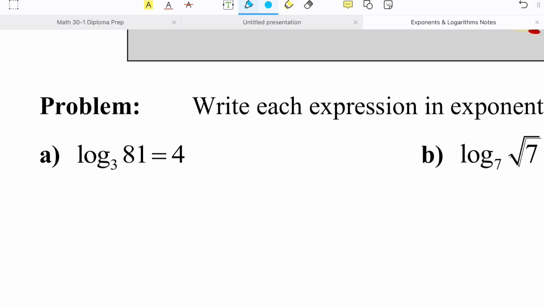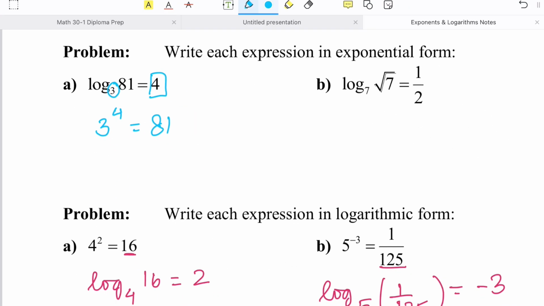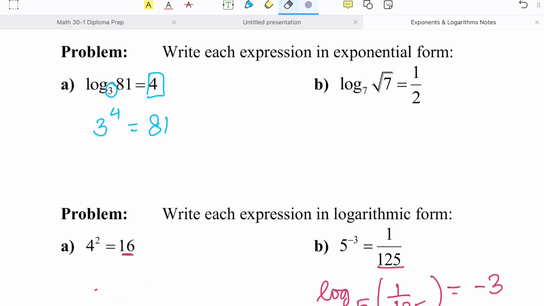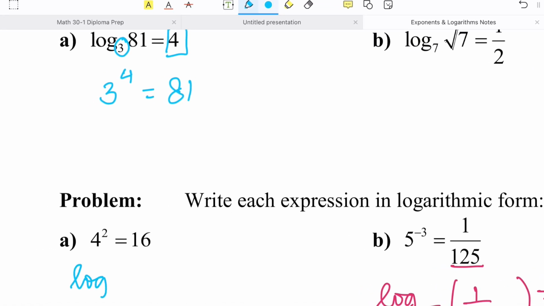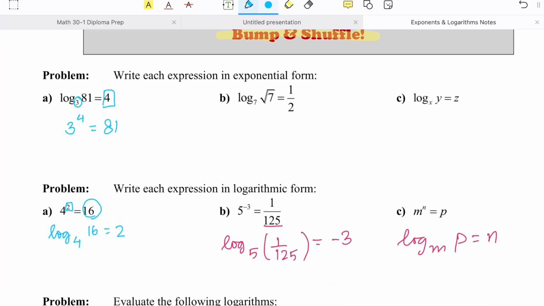Okay, so when we look at this log base 3, 3 is gonna be our base, this is gonna become our exponent, and we have 81. Okay, you can do the same with going from exponents to log. So our base would be log 4, this will be over here, and 2 will be here. So this is not too complicated, but it's a good reminder that this is what we do when we have to go from exponent form to log form.